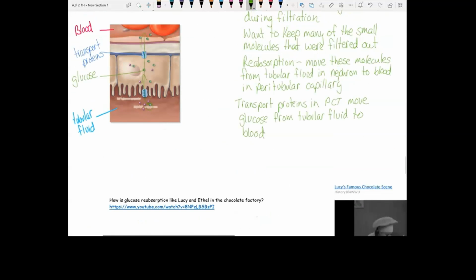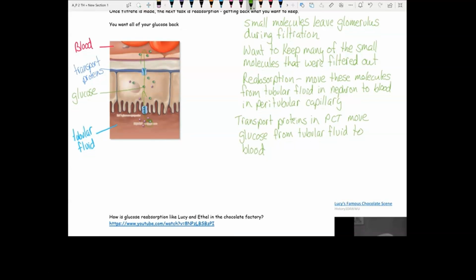So if we come back up here and you imagine glucose, the tubular fluid is flowing through, these proteins have the ability to get 320 milligrams of glucose grabbed from the tubular fluid and sent back into the blood every minute. That is the Tmax, transport maximum.